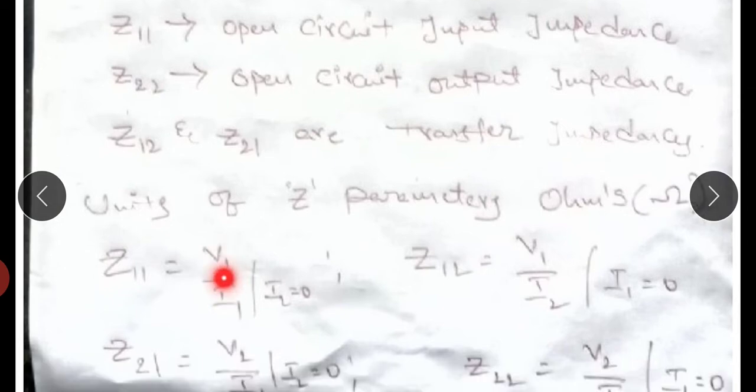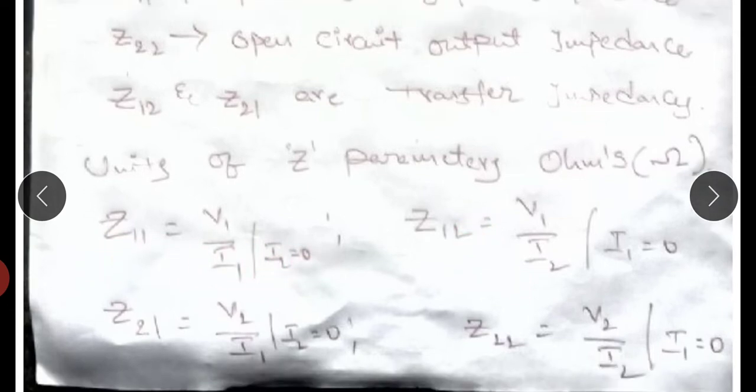Here Z11 is called open circuit input impedance. Why? Because V1, I1 are input parameters, V2, I2 are output parameters. So at open circuit condition we are finding Z parameters. So Z11 is called open circuit input impedance, and Z22 equals V2 by I2, output voltage by output current at open circuit condition. So Z22 is called open circuit output impedance.